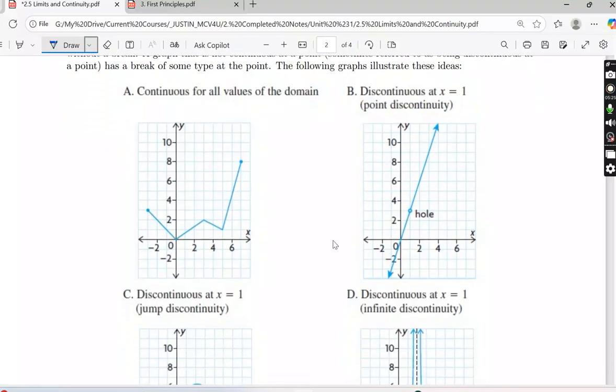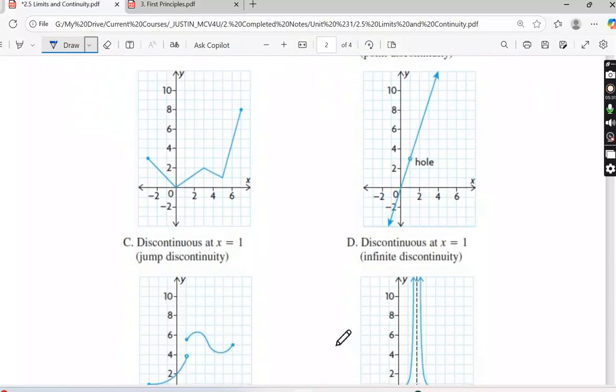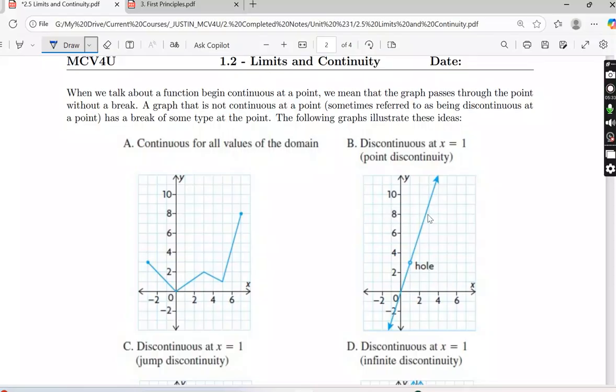Okay, when we talk about continuity, these are the different types of discontinuity you might run into. The first one is point discontinuity. Point discontinuity is essentially a hole.